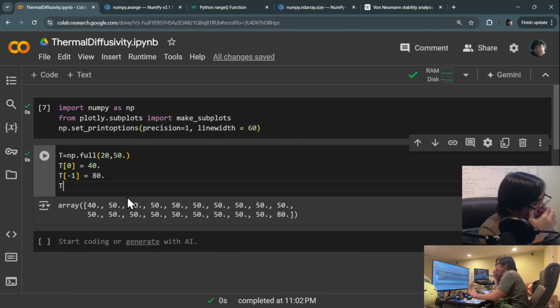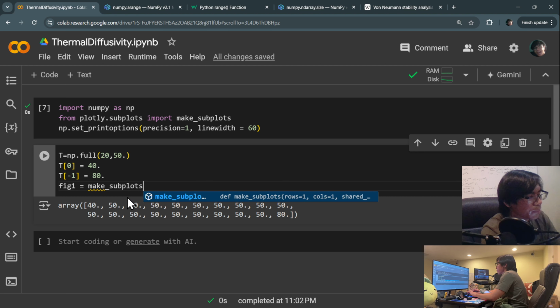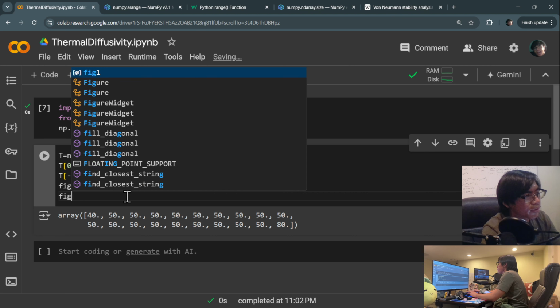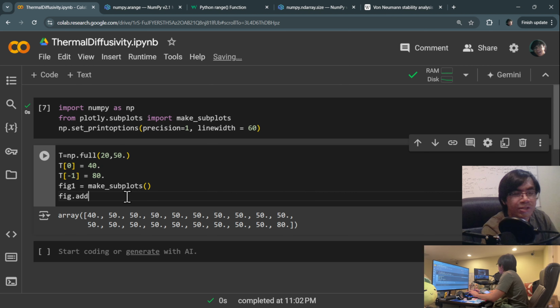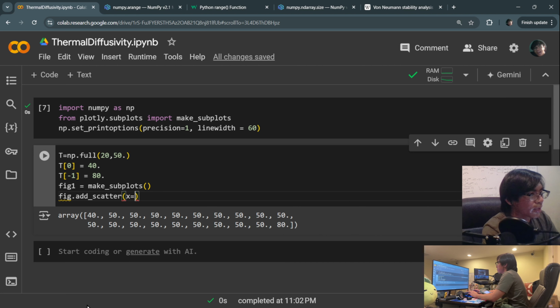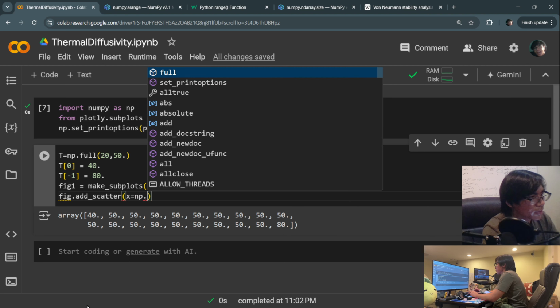What's next? I think that's all we need. Let's just go ahead and plot this up. So fig1 is equal to make_subplots, remembering our parentheses, and go ahead and graph our initial values before we start iterating. So here's where I was talking about the numpy arange.